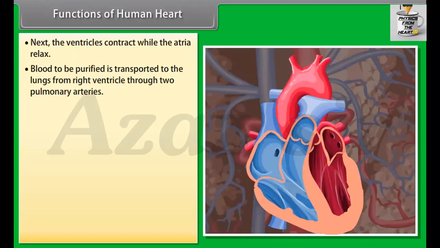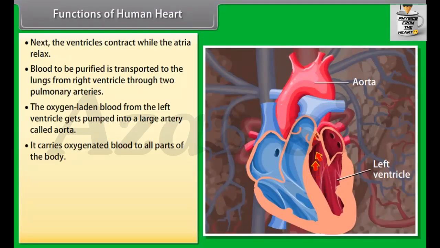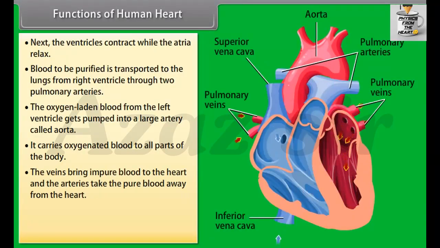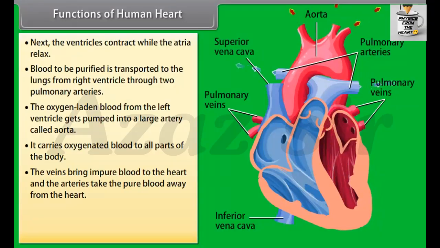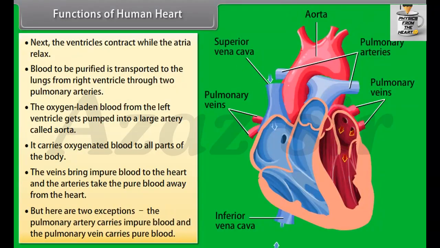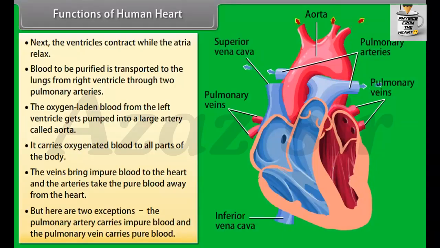Blood to be purified is transported to the lungs from the right ventricle through two pulmonary arteries. The oxygen-laden blood from the left ventricle gets pumped into a large artery called aorta. It carries oxygenated blood to all parts of the body. The veins bring impure blood to the heart, and the arteries take the pure blood away from the heart. But there are two exceptions. The pulmonary artery carries impure blood, and the pulmonary vein carries pure blood.